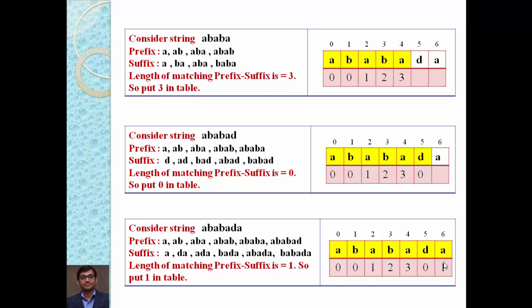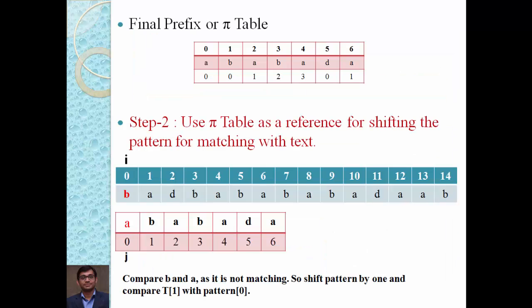Now after this step we have a final prefix or pi table. So this is the pi table, or we can say the prefix table. Now use this table to shift our pattern when we match our pattern with the text. So just see how we can match or how we can shift our pattern with the text. So step number 2 says that use the pi table as a reference for shifting the pattern for matching with the text. So let us start to match our pattern with the text.